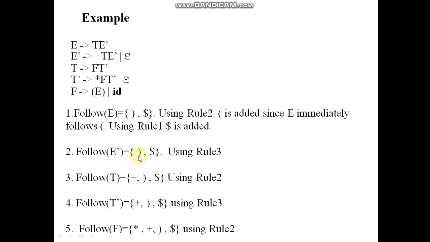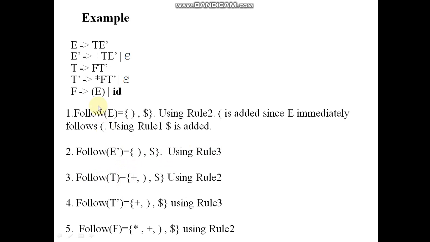Now the follow of E dash is equal to the follow of E. Why? Because E dash is the last symbol in the production body of E, that is E gives T E dash. E dash is the last symbol, therefore according to rule number 3, everything in follow of E is added into the follow of E dash. Therefore here follow of E dash is equal to follow of E. Follow of E means the set containing right parenthesis and dollar. So this is according to rule number 3.